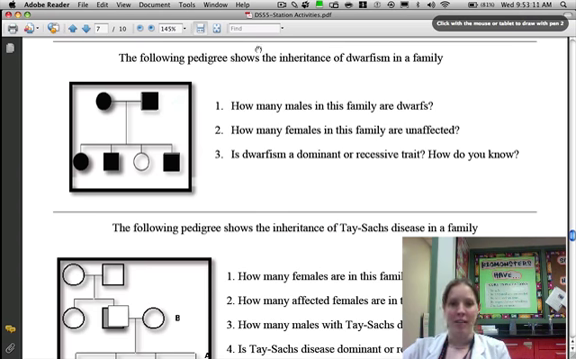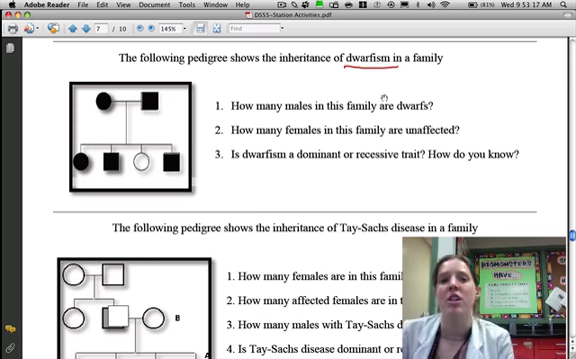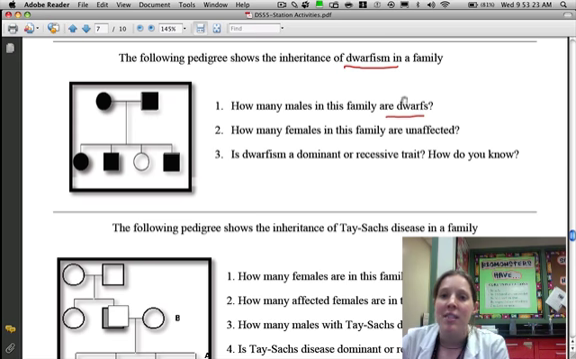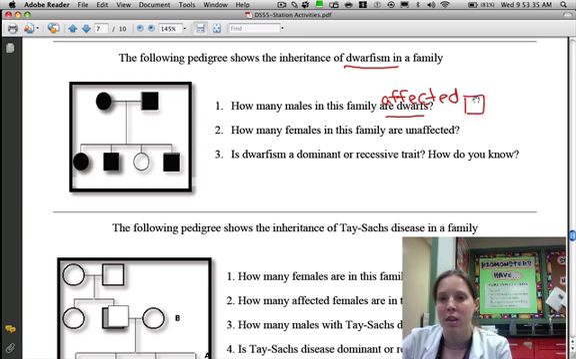This question says the following pedigree shows the inheritance of dwarfism in a family. My first question asks me how many males in this family are dwarfs. Because dwarfism is the trait, to be a dwarf means that you are affected. If I look up at my key, I know that affected is shaded in, male means square, so I'm looking for the squares that are shaded in. If I look over at my pedigree, there are 1, 2, 3 squares that are shaded in. So the answer to this question is going to be 3.